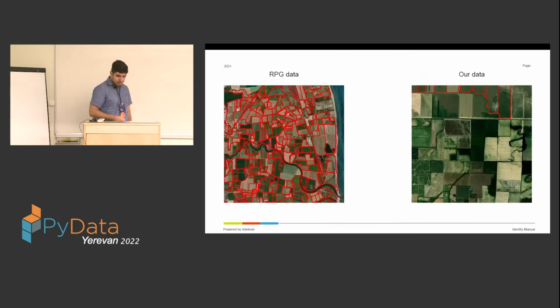And here I've brought some examples of the two data sets. So given an RGB image, this is the French RPG data. You can see what I meant. It's really clean, it's really accurate, and it's very dense. And this is our data. It's, again, clean and accurate, but it's very sparse, as you can see, and that's just fundamentally how the data is.